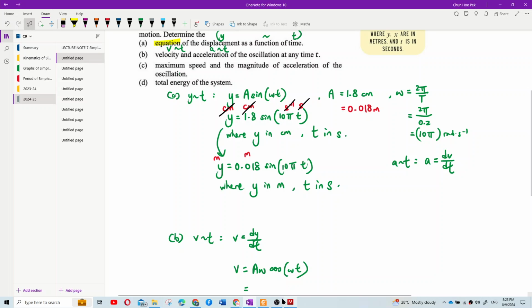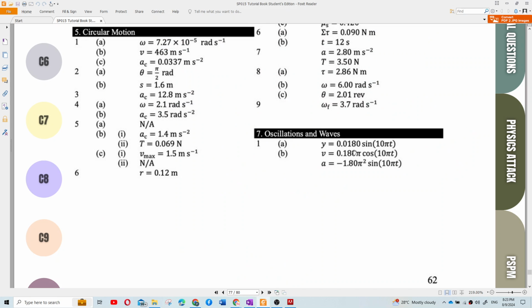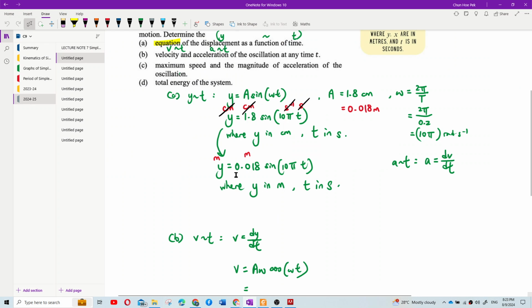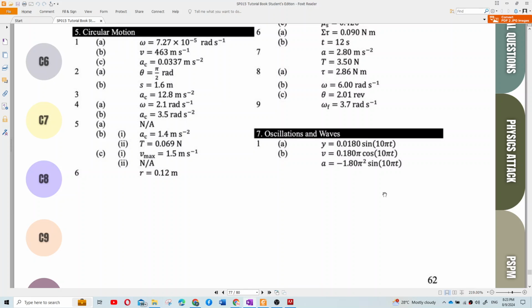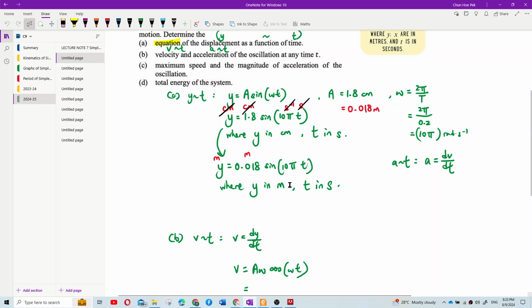So that's the answer, isn't it? y equals 0.018 sine 10 pi t. Correct. Yeah, that's right. In meter, better change to SI unit. Always change to SI unit.